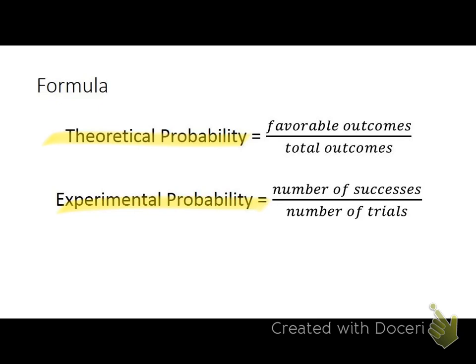And then favorable, well, favorable is kind of a misleading word, just like I was talking about a minute ago. It's basically the targeted outcomes. What am I trying to measure? That's going to be what I put in my numerator, my favorable outcomes over the total. With experimental probability, it's actually carrying out the experiment. So we have number of successes. And again, successes is kind of misleading because it might be a bad outcome that I'm measuring. But again, whatever outcome I'm targeting or measuring goes in my numerator.